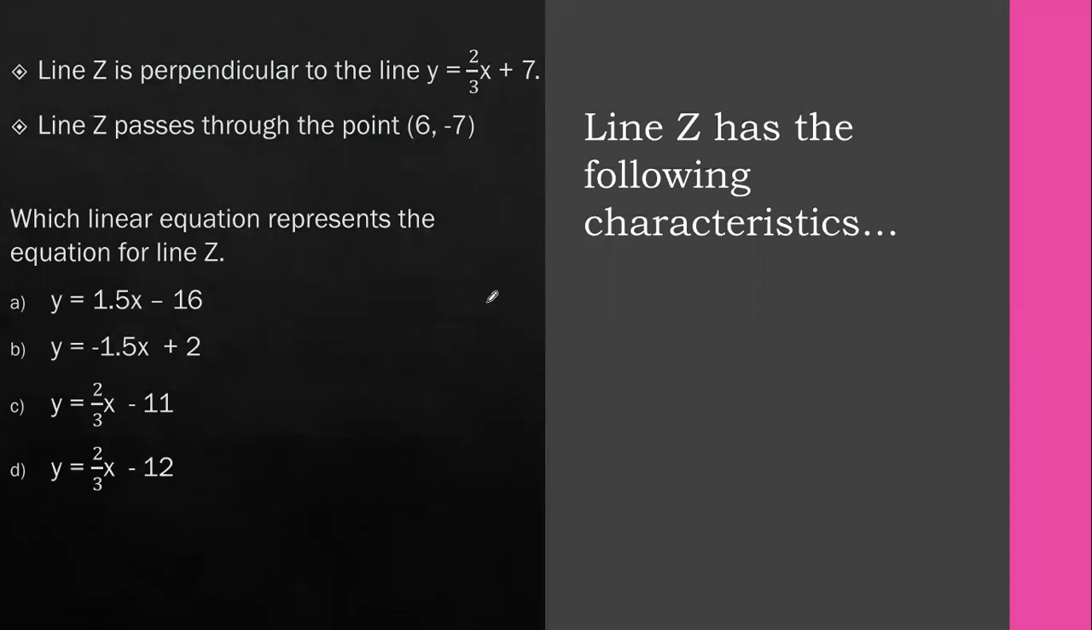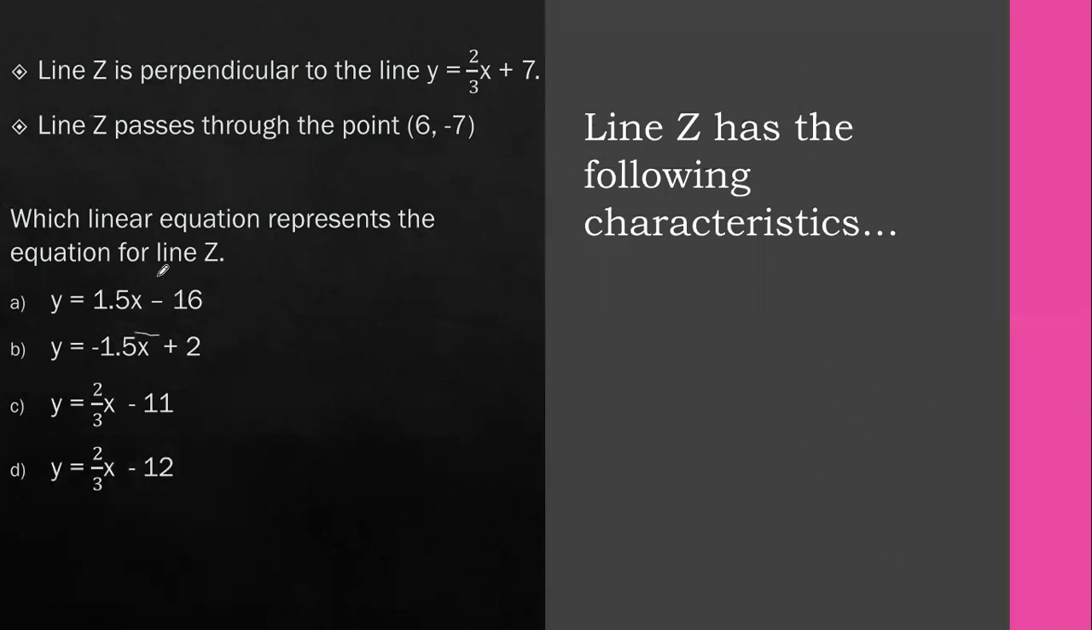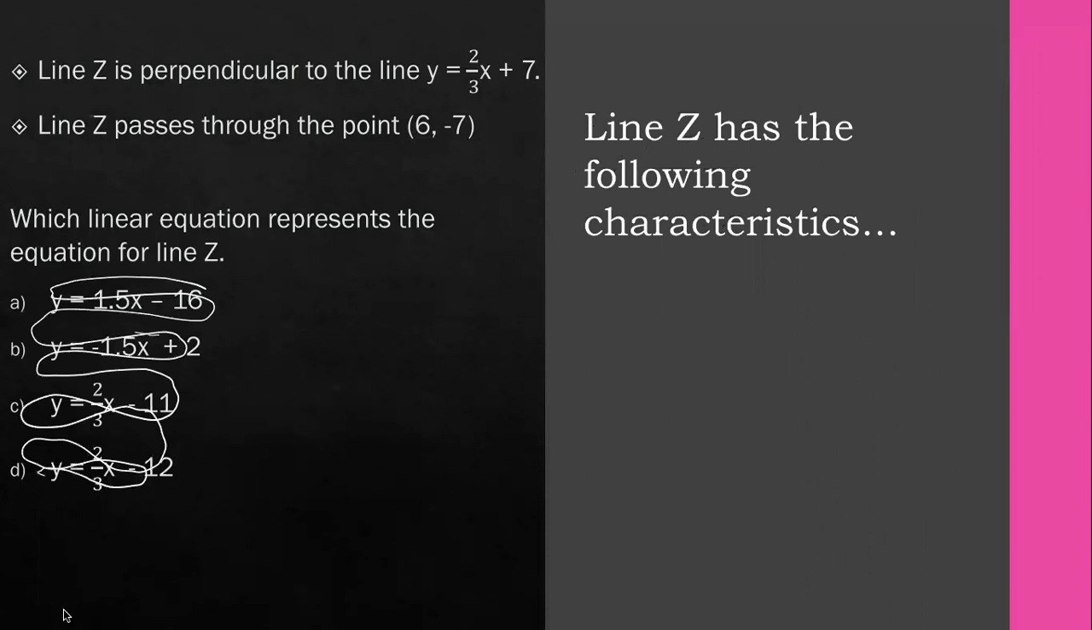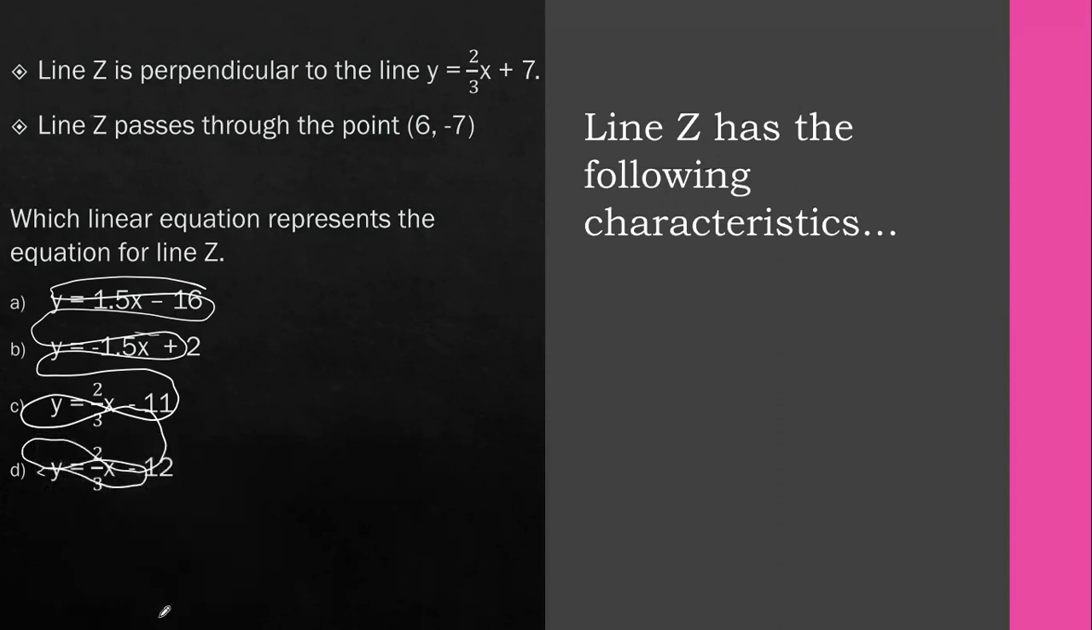All right. Line Z is perpendicular to the line y equals 2/3 x plus 7 and passes through the point 6, -7. How about y'all try this on your own? And then y'all can talk, and then I'll choose someone random. That's always fun. So please not me.